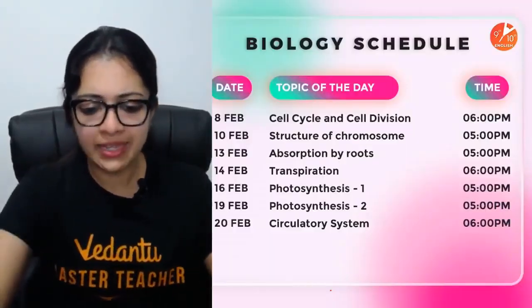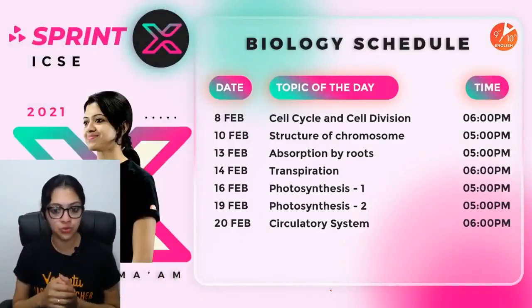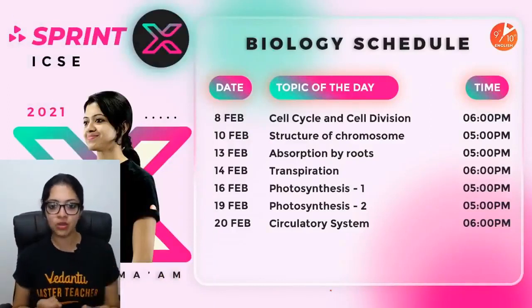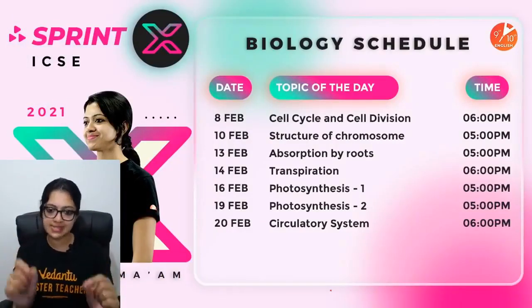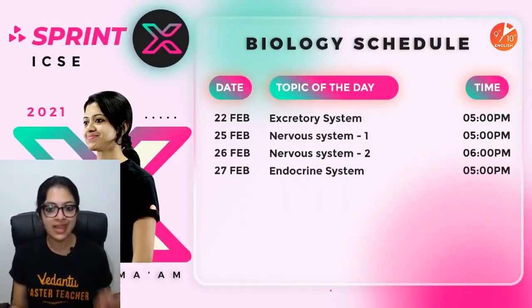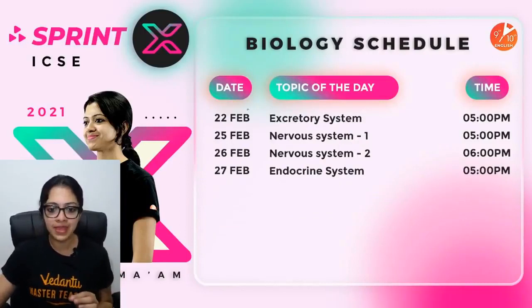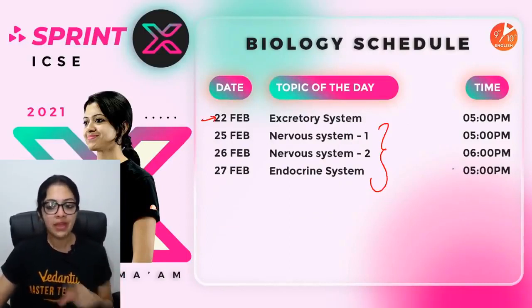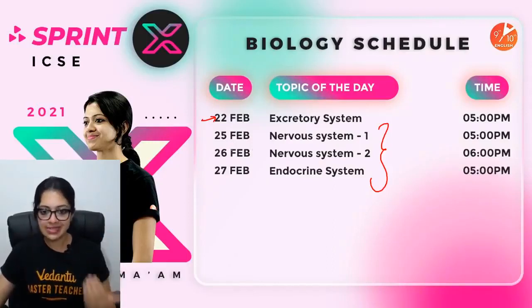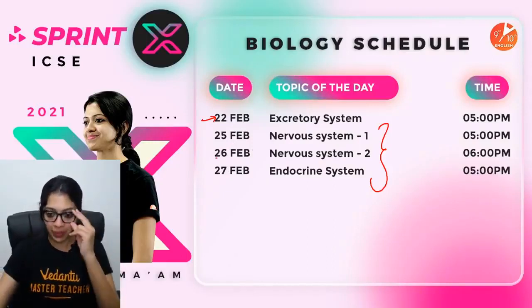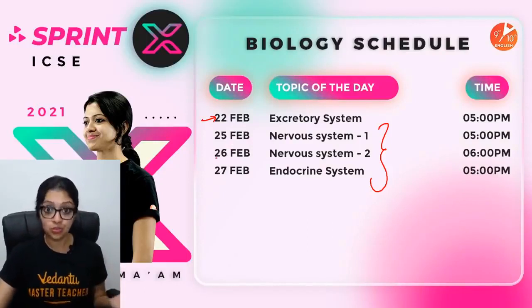Now, let's quickly have a look at our schedule. Our Sprintex schedule for biology has been happening now. Whatever you see on this particular slide, we are done with all of this. And today we are here: Excretory system. We are left with just 3 more, at 5 p.m., 6 p.m. and 5 p.m. on these dates, 25th, 26th and 27th of Feb. So that's about bio. After this, that means just 3 more days and we'll be done.